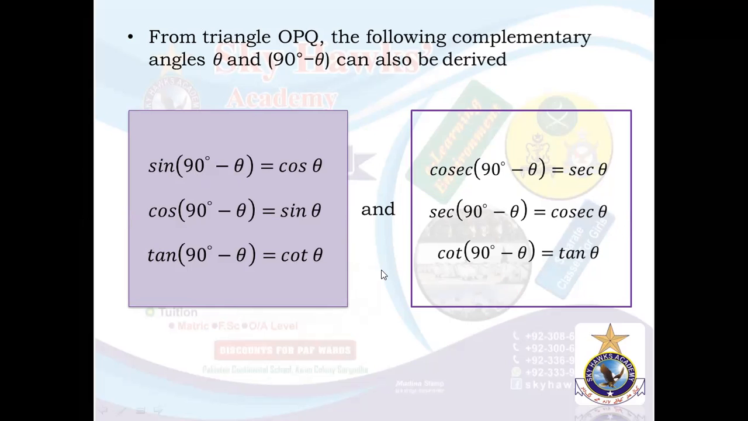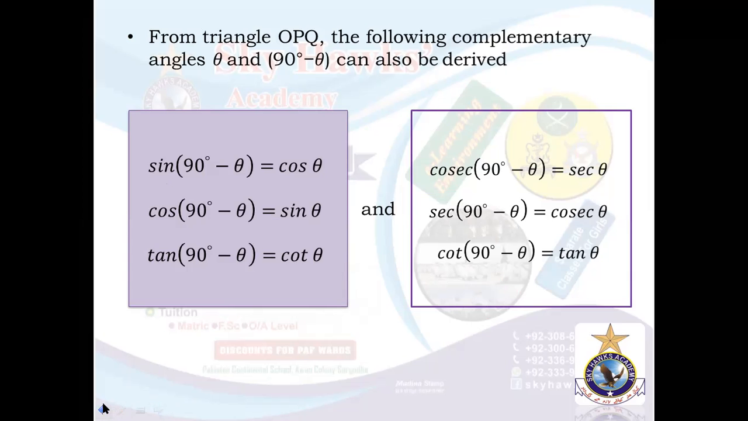Are you getting this? When you are looking for the ratio of 90 minus some angle, sine will be cosine and cosine will be sine. So just coming back to that triangle, from there you will be in a better position to get that one.